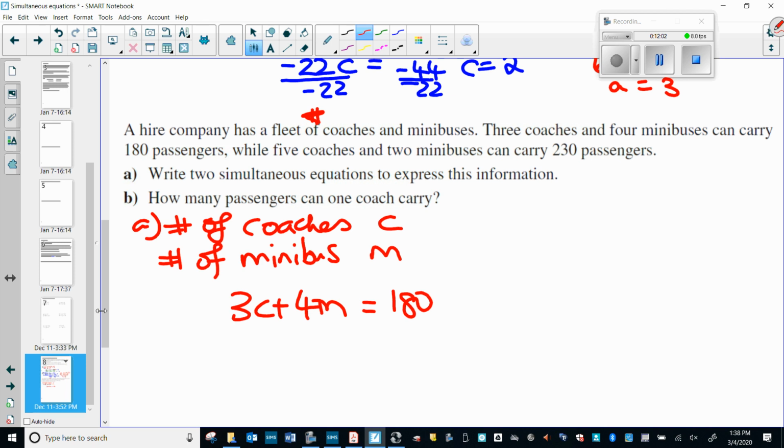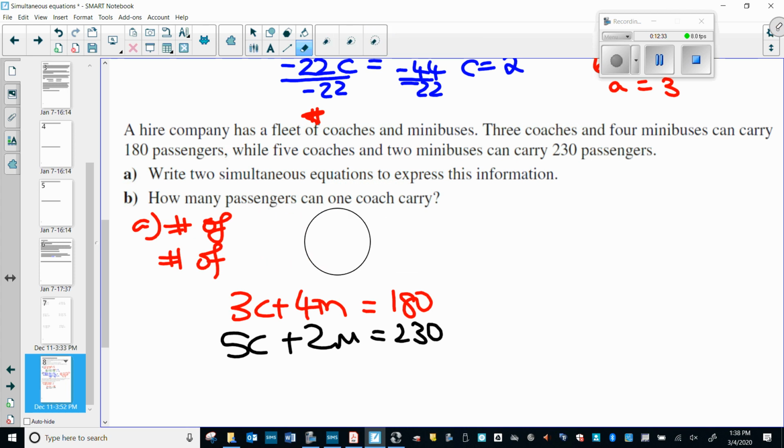And Cheyenne, what's another one? 5c plus 2m equals 230 passengers. Now here we don't need a third letter because we're talking about the number of passengers. And what we're trying to find out is how many passengers one coach can carry. So it's not the number of coaches, is it? It's the number of passengers in a coach.